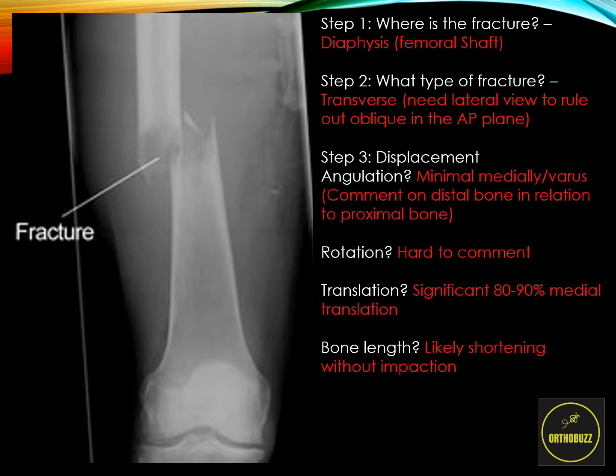Therefore, we can describe this as a mid-shaft transverse femoral shaft fracture with minimal bone shortening, minimal angulation, minimal rotation, and 50 to 100% translation.